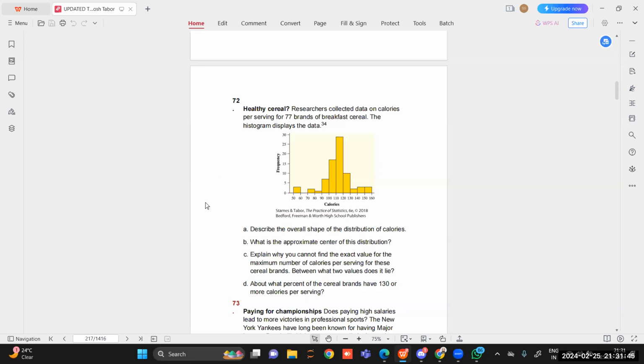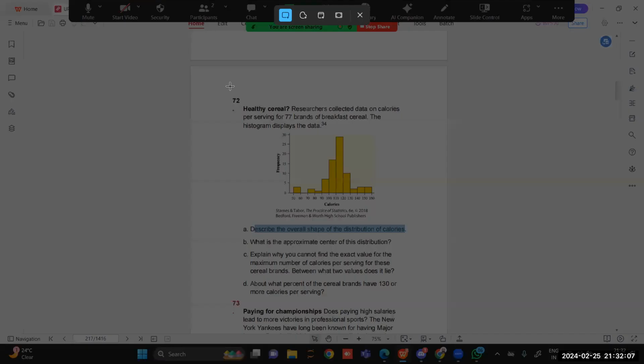Okay, so first we'll solve some of the left sums here, then we'll move on to the next sum. It's 4 to 5 sums. So in the 72 sum, you can see the distribution here. Describe the overall shape of the distribution of calories. Take it on your boards.